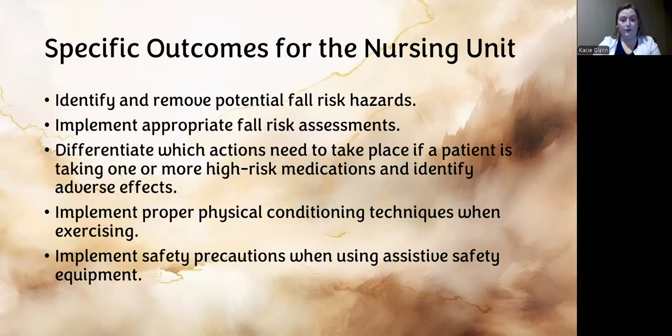Specific outcomes for the nursing unit: we were able to identify and remove potential fall risk hazards, implement appropriate fall risk assessments, differentiate which actions need to take place if a patient is taking one or more high risk medications, and to also identify the adverse effects, implement proper physical conditioning techniques when exercising, and also to implement safety precautions when using assistive safety device equipment, such as gait belts, Mary walkers, wheelchairs.